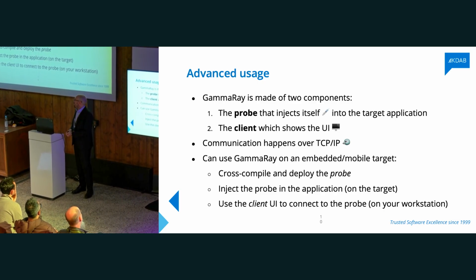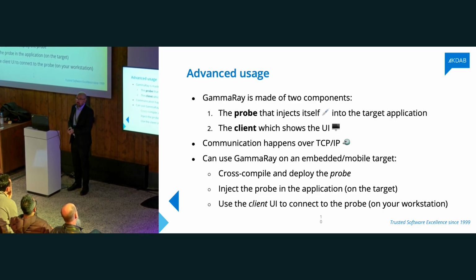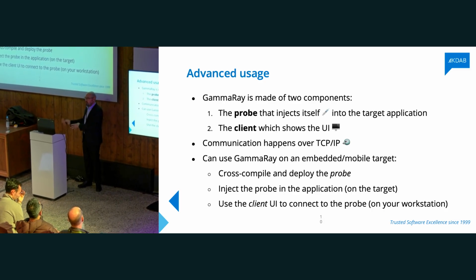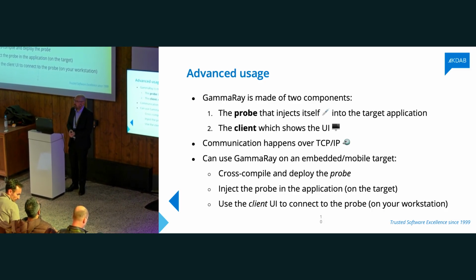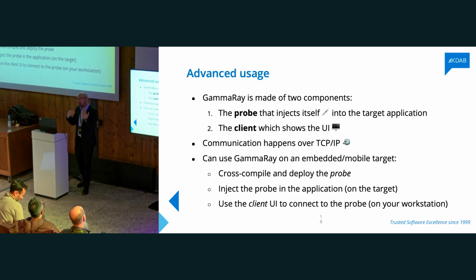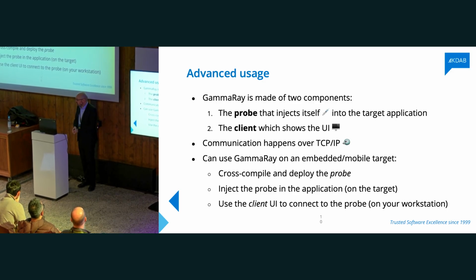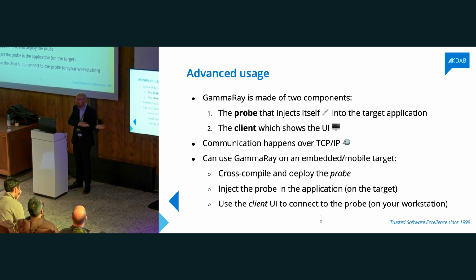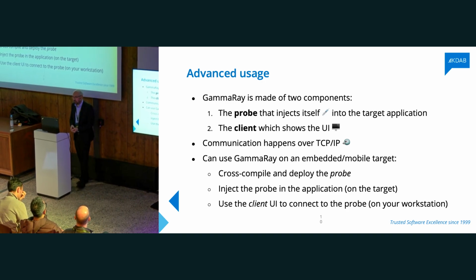The scenarios are very interesting when we talk about embedded or mobile applications. So you can have just the probe that you're going to cross-compile and deploy on your target hardware. You run your application on your target hardware within the probe, so within GammaRay, and then you just tell your client to connect to your running application via TCP.